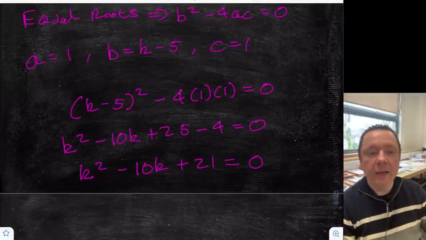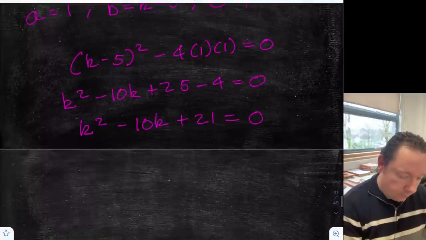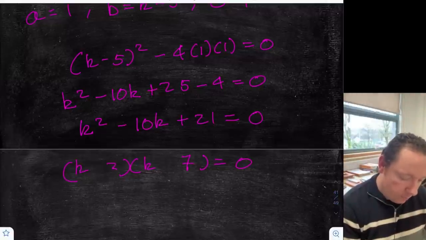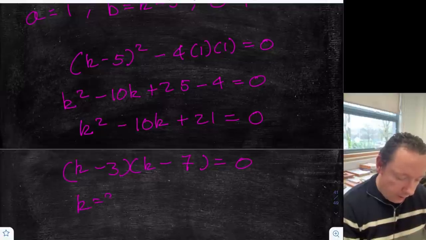And if we're lucky, that will factorise. So we've got k and k, 7 3s is 21 and 7 and 3 make 10. So it's definitely 7 and 3, minus 7 minus 3 is minus 10. So k equals 3 or k equals 7.